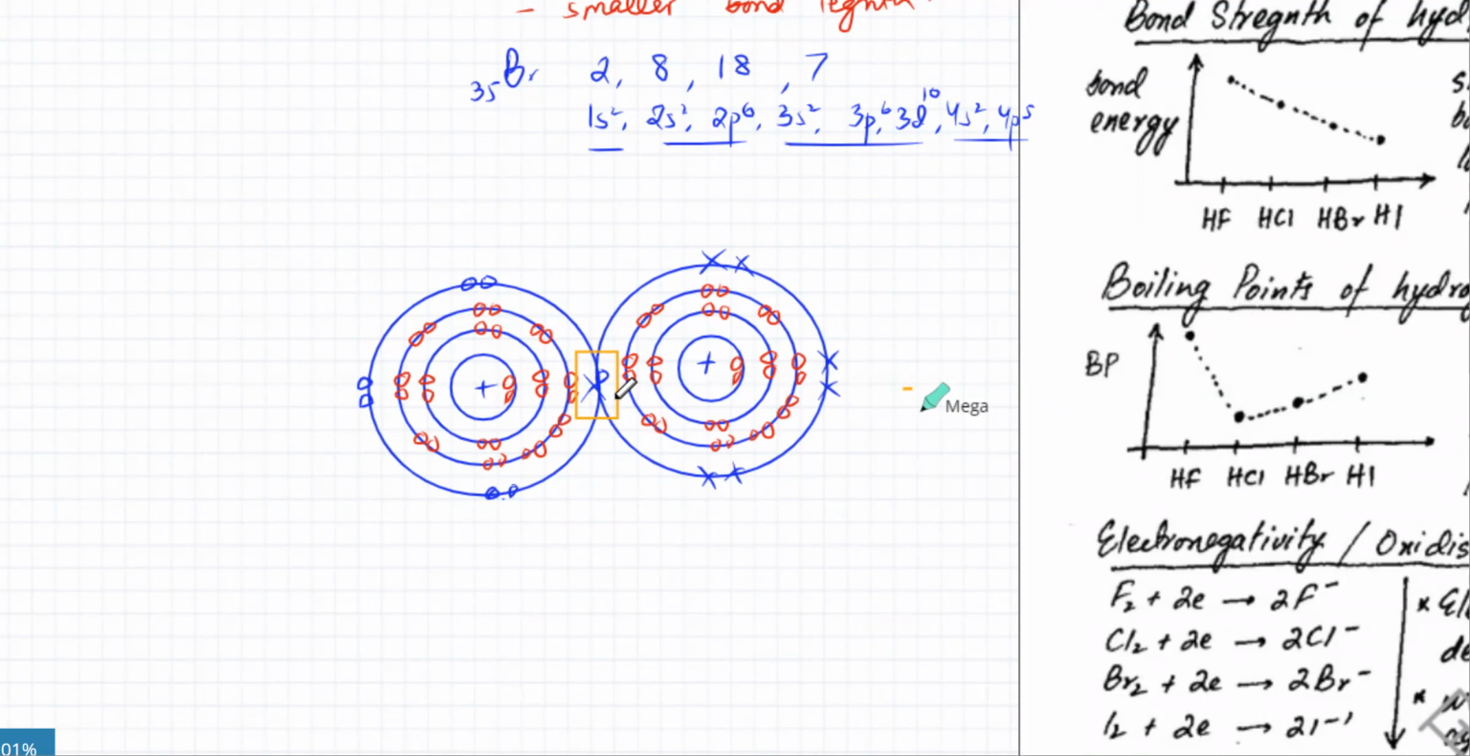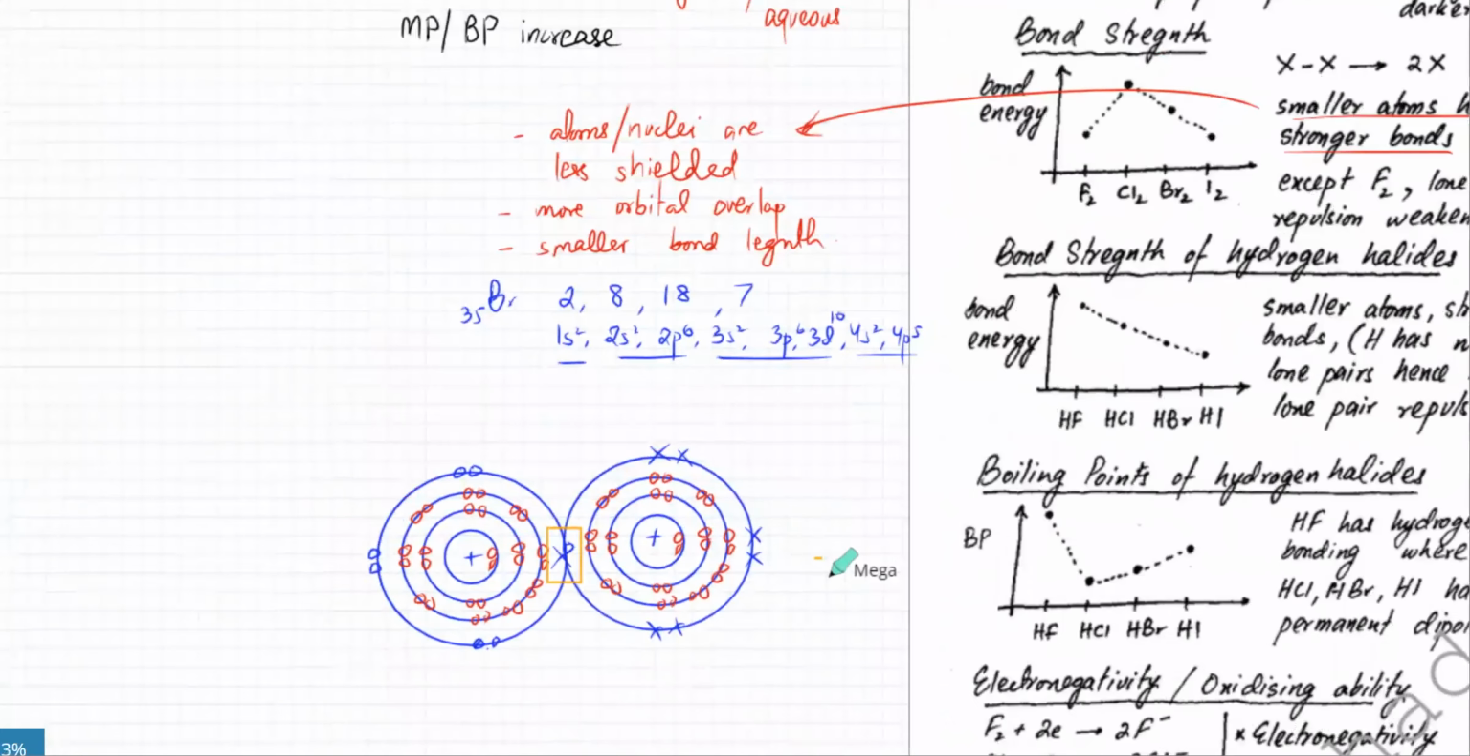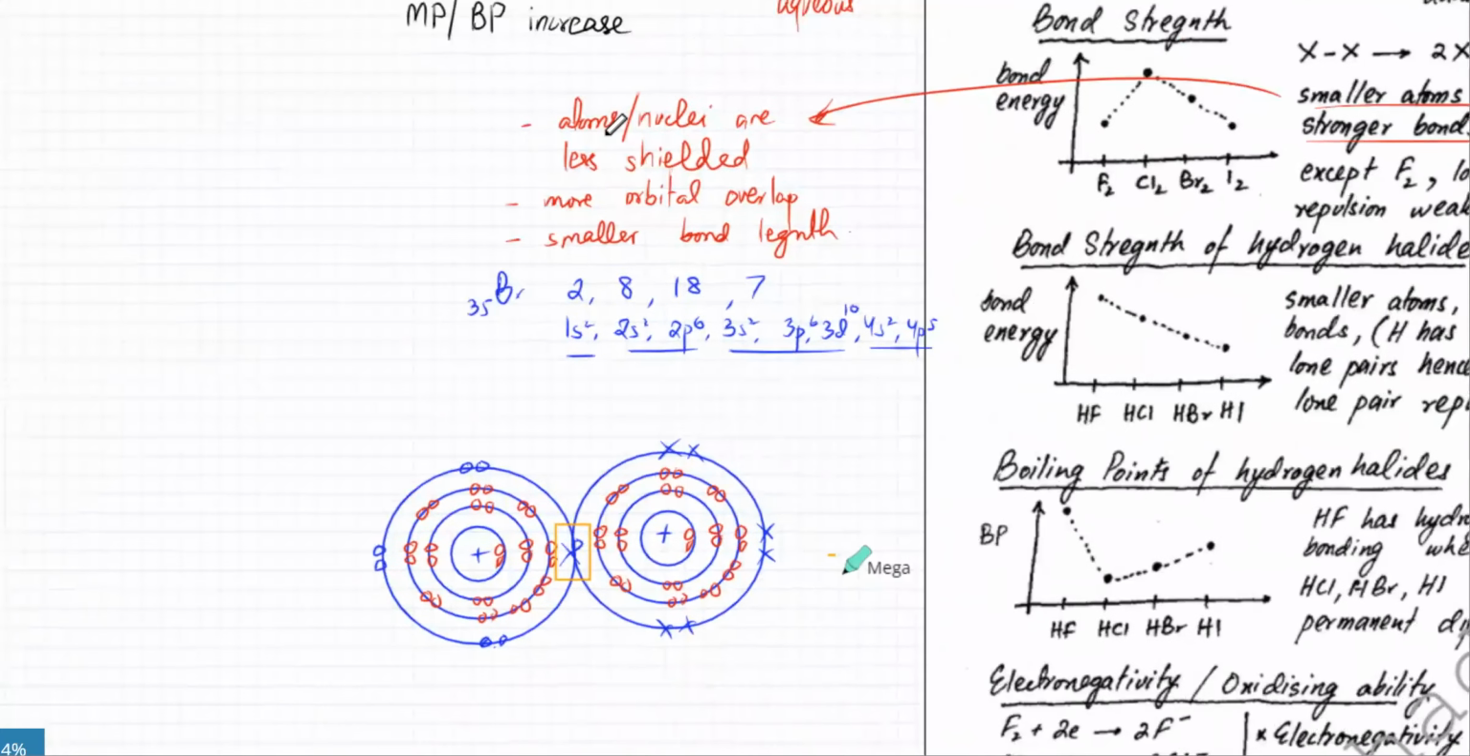So there's going to be less orbital overlap. Smaller atoms always make stronger bonds compared to these bigger atoms, because bigger atoms are really, really far away. Okay, so remember this rule.